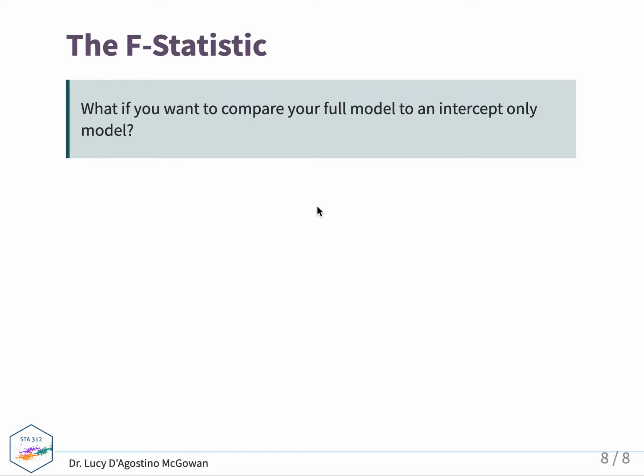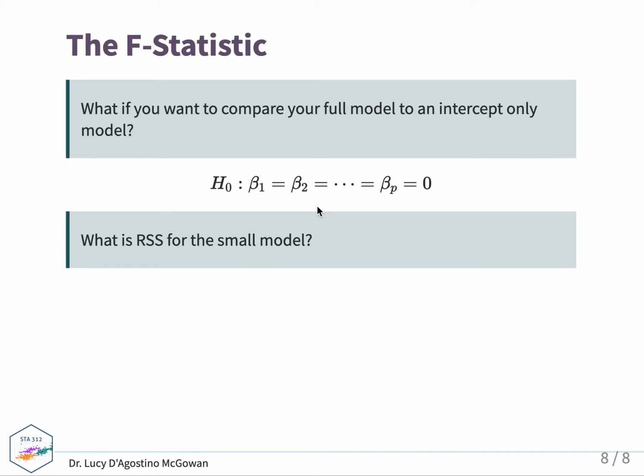So what if you want to compare your full model to an intercept-only model? And this is what we're going to be doing in the application exercise in this last part. So our null hypothesis, H naught, is that beta 1 equals beta 2, equals beta 3, all the way up to beta p, and all of those are equal to 0. So the null hypothesis is that all of the beta coefficients, with the exception of the intercept, are equal to 0. And so what would the residual sum of squares for that small model, or that intercept-only model, be? It's just going to be the total sum of squares.